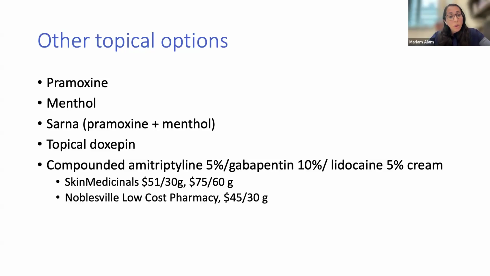You have to get it through a compounding pharmacy. The two that I use are Skin Medicinals, which usually you need a login account for, so it may not be as convenient for you all. But this other pharmacy called Noblesville Low Cost Pharmacy, you just type the order in Epic like you would type in amitriptyline, and then in the comments add in gabapentin and lidocaine cream to be compounded with it. And then you search for Noblesville Low Cost Pharmacy in Epic and you send the prescription directly to them. And then they basically call the patient and send the prescription to their house.